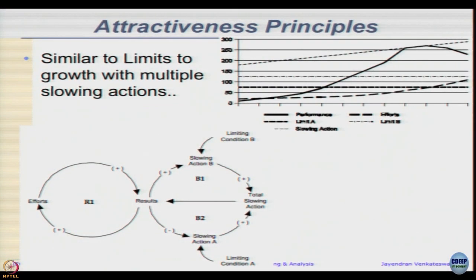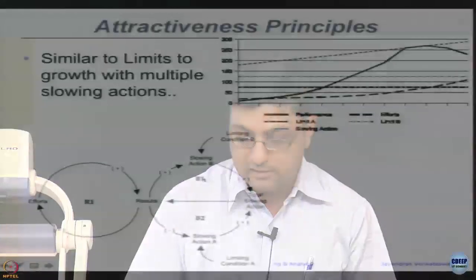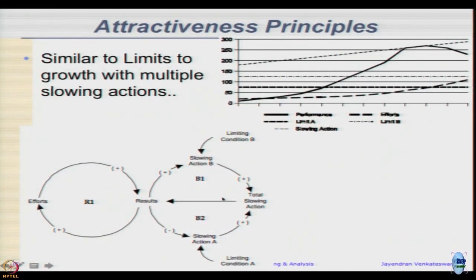One is called the attractiveness principle, similar to limits to growth, but with multiple slowing actions. It is not just one activity which slows things down. Multiple things may come in parallel to limit your growth. So when things go bad, multiple things get attracted to that, and both are going to affect the end results within our system. That's what is captured in this attractiveness principle archetype.